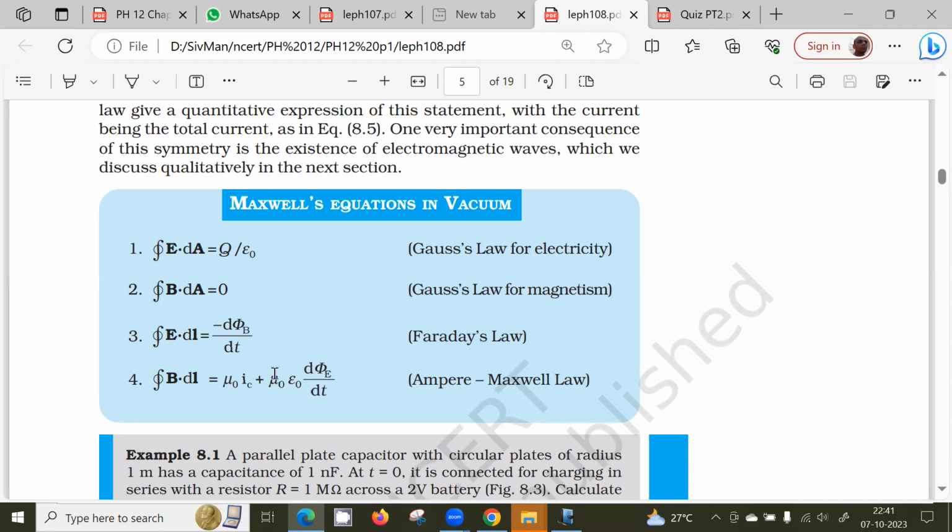So that is equivalent to a current. That current is displacement current. So these are the four set of equations which form the Maxwell's equations.